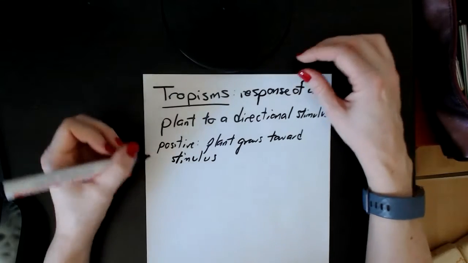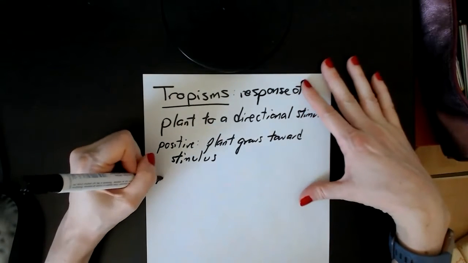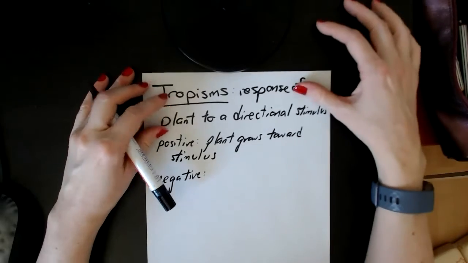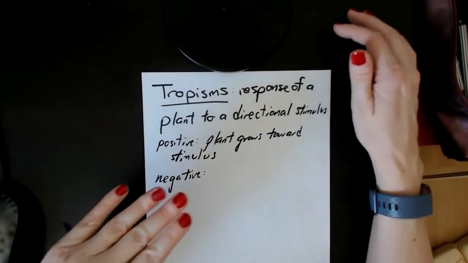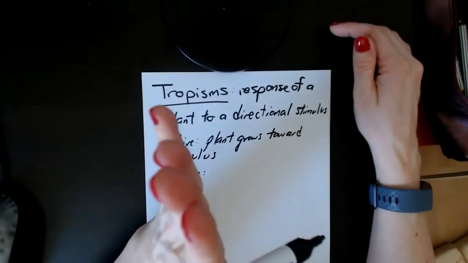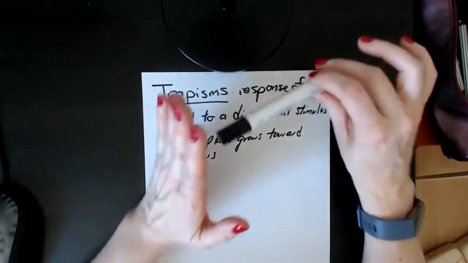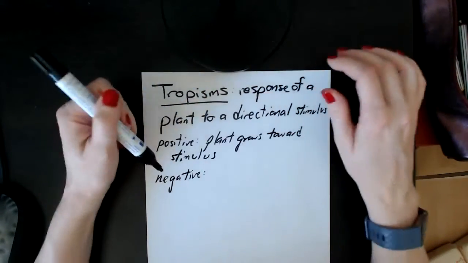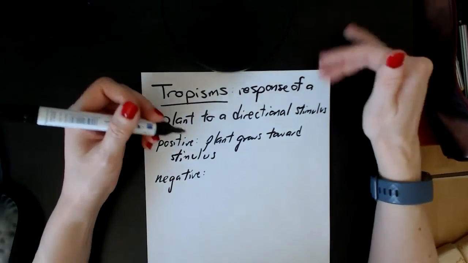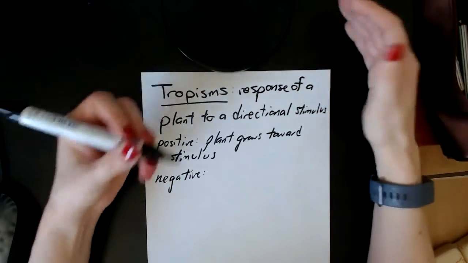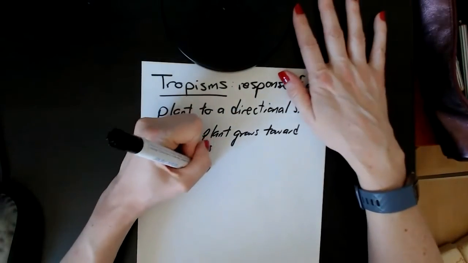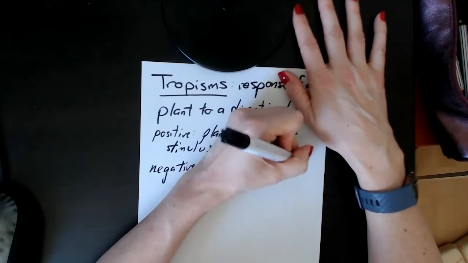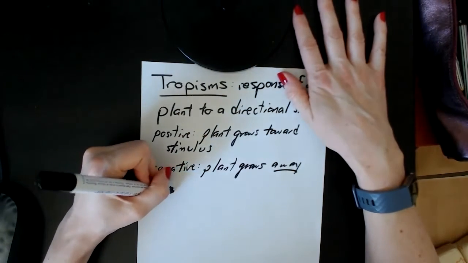If you were to turn a plant on its side for whatever reason you'd want to do that, then you would notice that the stems usually grow up. And so if you turn the plant so that the stem is on its side, it will again begin to grow up. And so that is a negative tropism because the plant is growing away from the stimulus. And in this case, the stimulus is gravity. So the plant grows away from the stimulus.